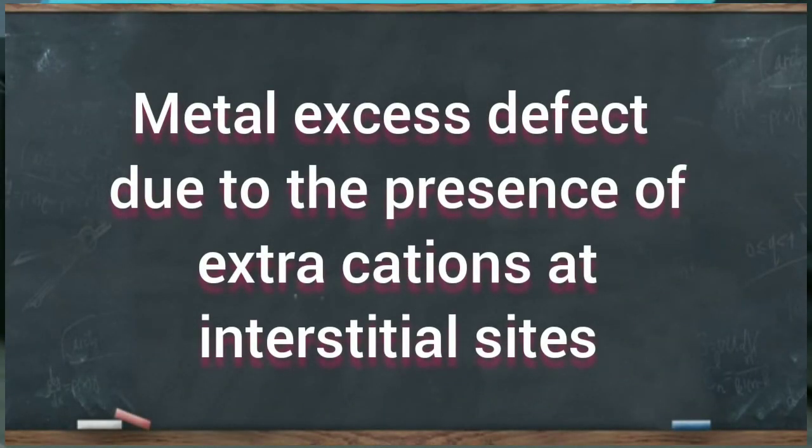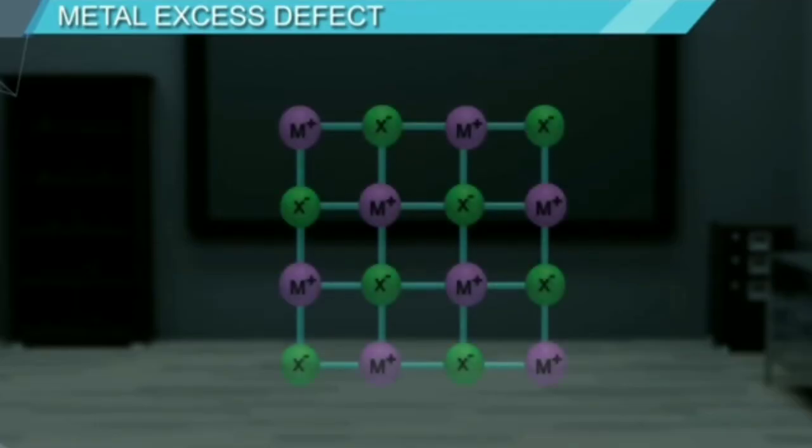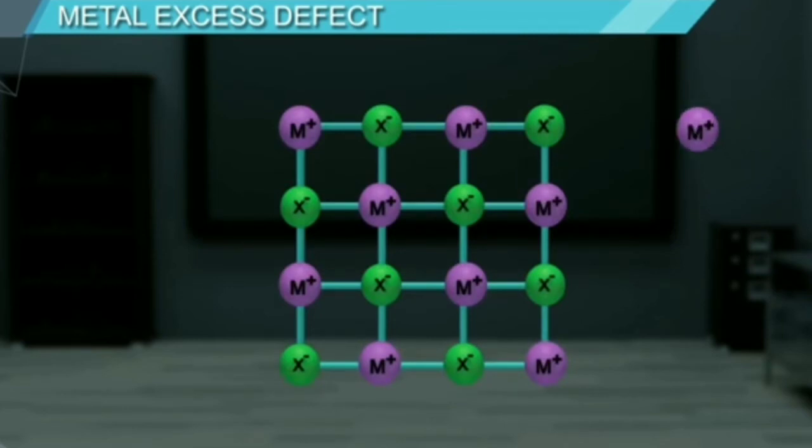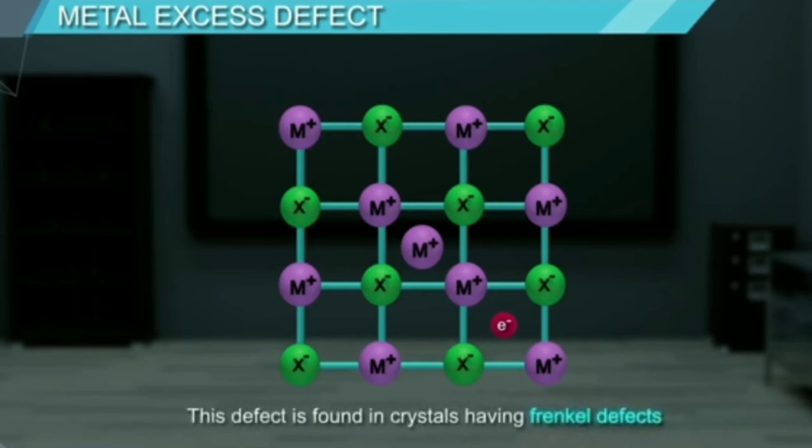Metal excess defect due to extra cations occupying the interstitial sites. In this type of defect, metal excess is caused by an extra cation occupying the interstitial site. To maintain electrical neutrality, an extra electron is also present in some other interstitial site. This defect is found in crystals having Frenkel defect.